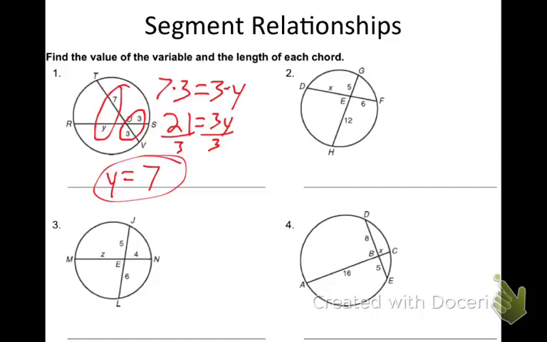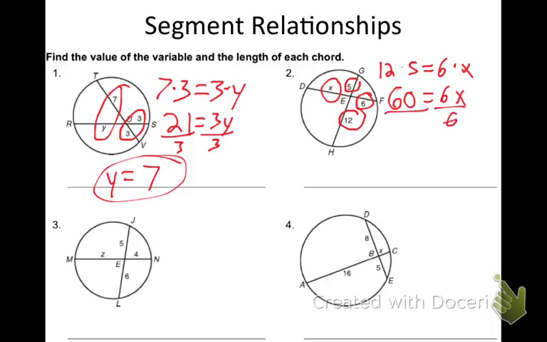Let's try number 2. Now to look at my chord, I have segments of 12 and 5. So 12 times 5 equals 6 times x. 12 times 5 equals 6x. Divide both sides by 6. And I get x equals 10. There we go.